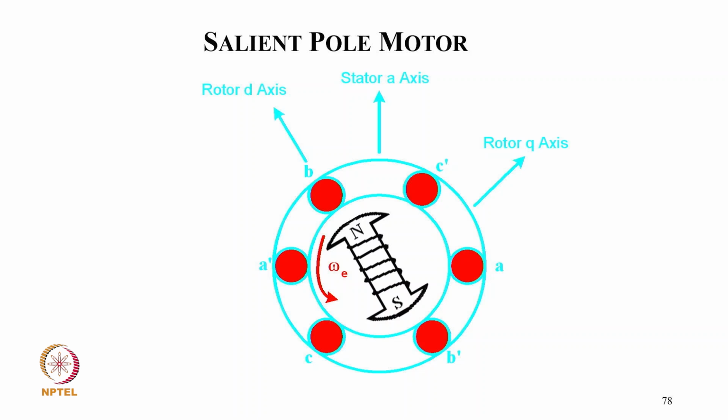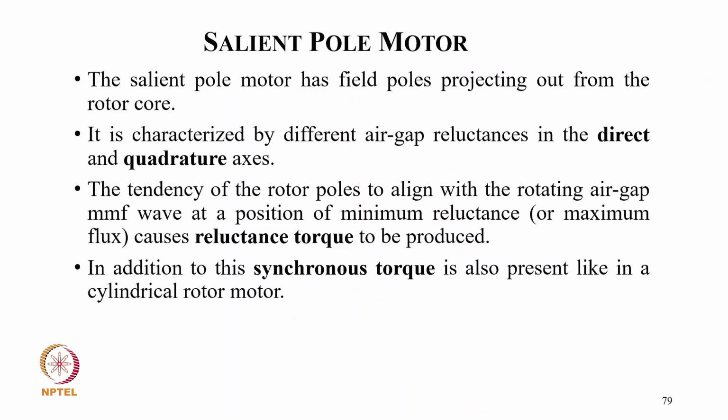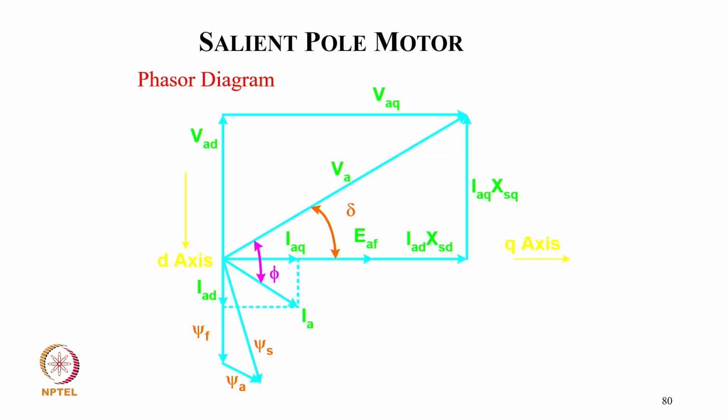So coming now typically to the salient pole motor, on the rotor we have salient poles. Normally we have a higher number of projecting poles, but here it is symbolically shown as 2 pole. So the salient pole motor has field poles projecting out from the rotor core, and it is characterized by different air gap reluctances in the direct and quadrature axis, and the tendency of rotor poles to align with the rotating air gap wave at a position of minimum reluctance or maximum flux causes reluctance torque to be produced. In addition to this, synchronous torque is also present like in a cylindrical rotor motor.